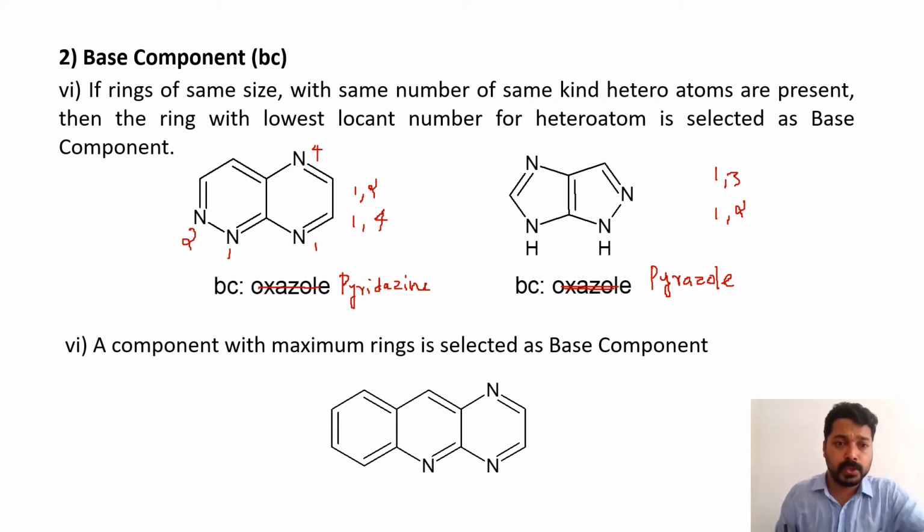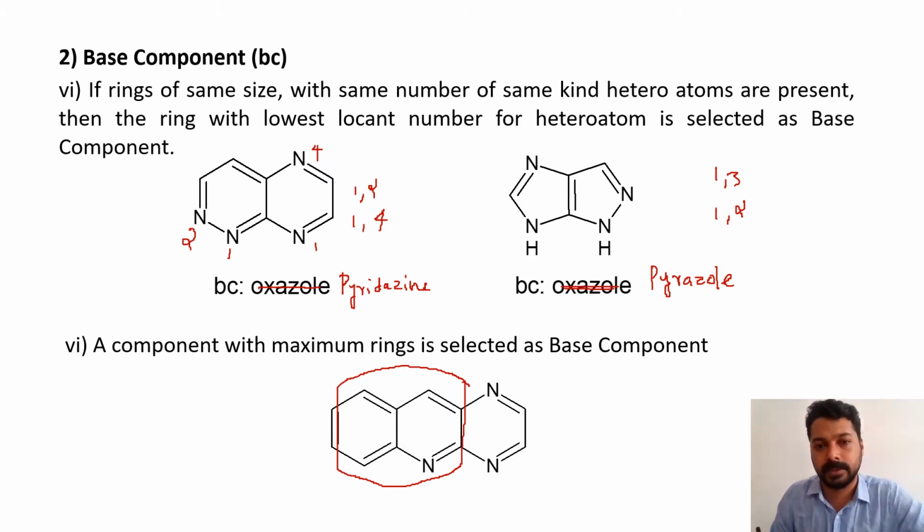The next point in selecting a base component: if there is a polycyclic ring, then the component with the maximum number of rings is selected as the base component. Here you can classify it into quinoline as one segment and pyrazine as the next segment. So the base component is the one with 2 rings, that is quinoline. So the base component will be quinoline.